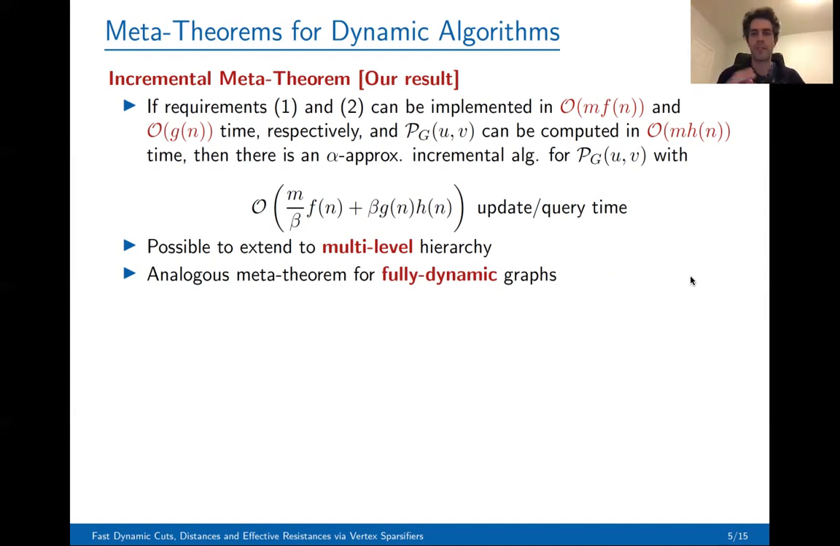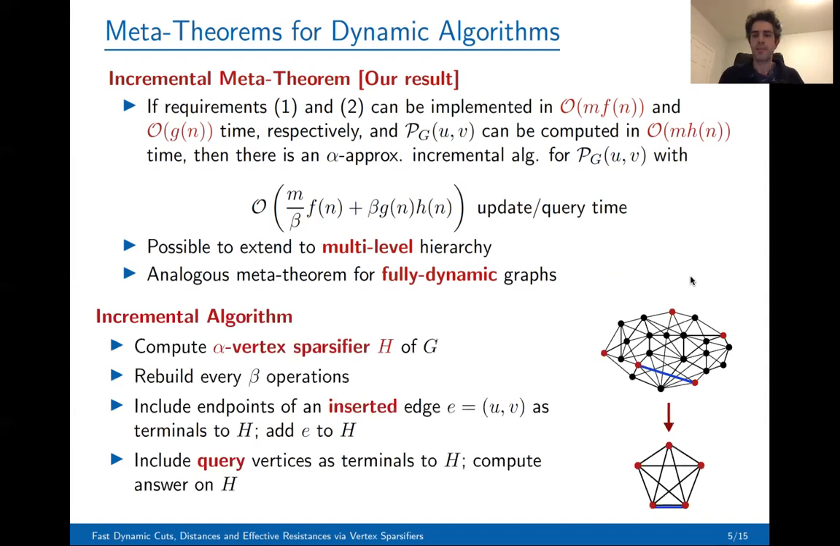And you can get a very similar statement for fully dynamic graphs. I'm just going to omit it because I don't have time to go into details. So let me just explain in a few lines how the incremental algorithm works. It starts by simply computing an alpha vertex Sparsifier of G, and then it recomputes this Sparsifier every beta operations. So we recompute the whole data structure every beta operations.